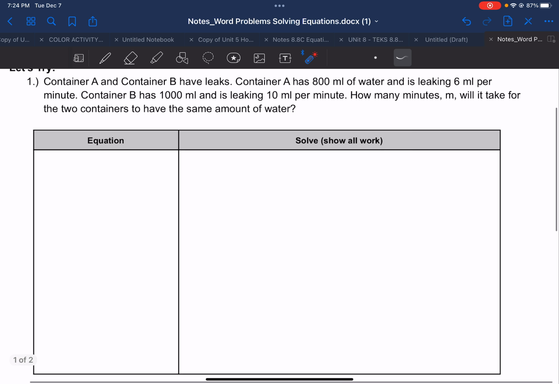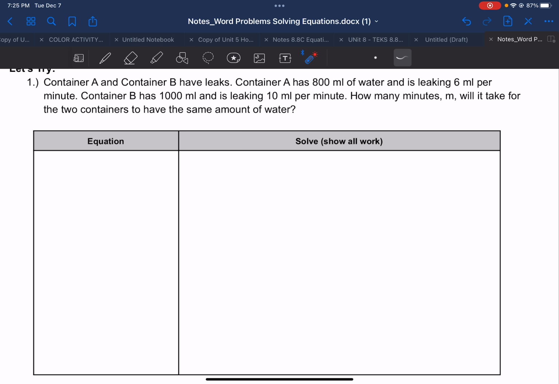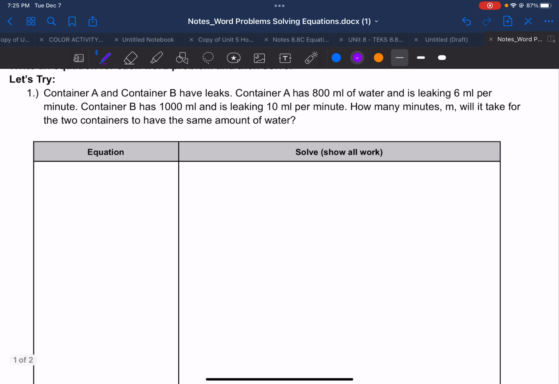Now let's kind of go into it. So on this side right here, we're going to be writing the equations for both of the things we're talking about, and then we're going to be showing the work on this side. So it says container A and B have leaks. Container A has 800 milliliters of water and is leaking 6 milliliters per minute. Container B has 1,000 milliliters of water and is leaking 10 milliliters per minute. How many minutes M will it take for the two containers to have the same amount of water? So that's reading it one time.